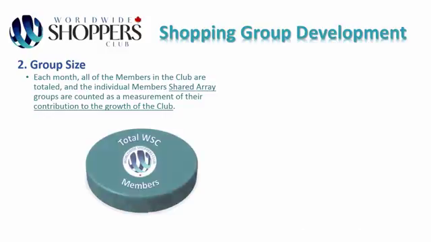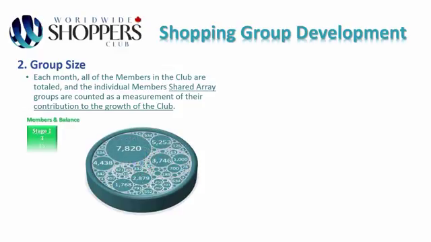As we discovered in the group balancing, each month all of the members in the club are totaled, and the individual members' shared array groups are counted as a measurement of their contribution to the growth of the club. We break everybody down into their various group sizes, and the balancing keeps that in check in terms of the actual group size that measures their contribution to the club. You can see here that the group is made up of many groups of different sizes, and in fact every person down to 1 person would be represented in this graphic.